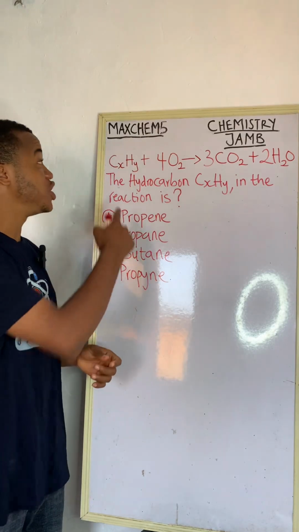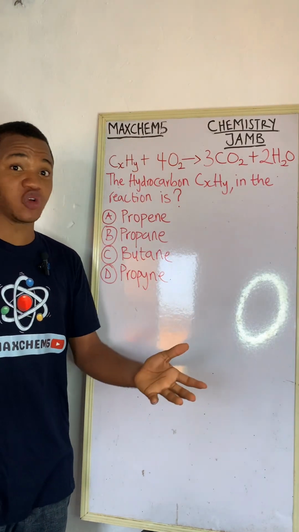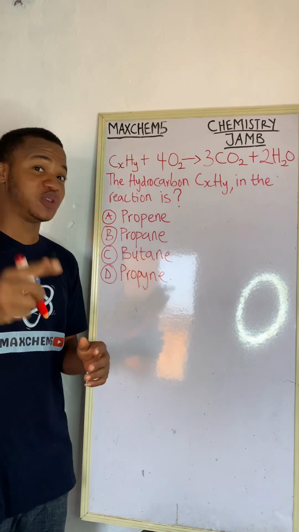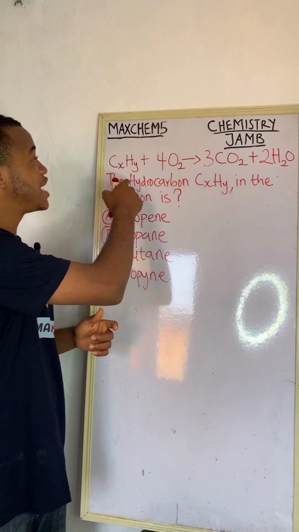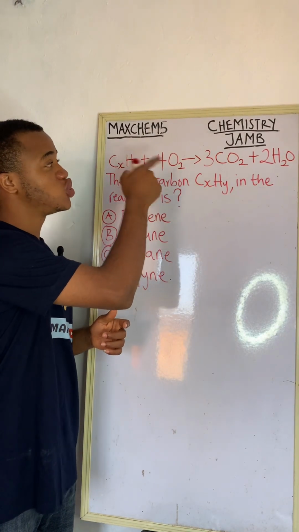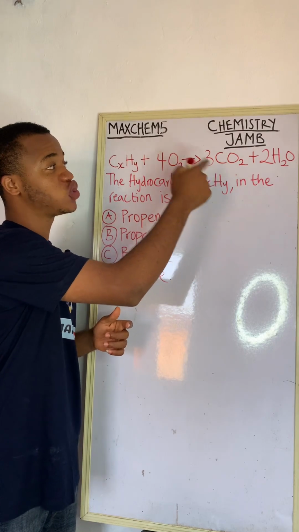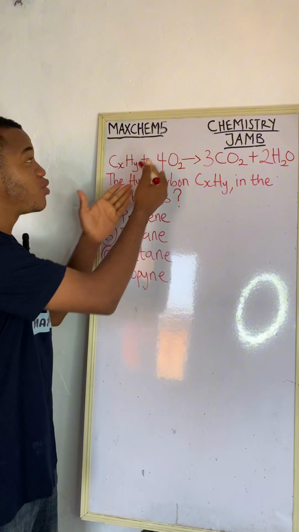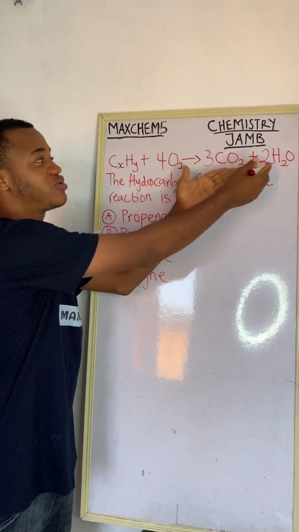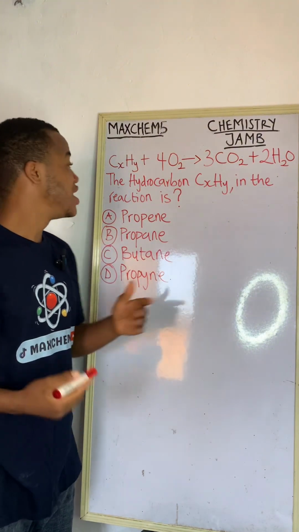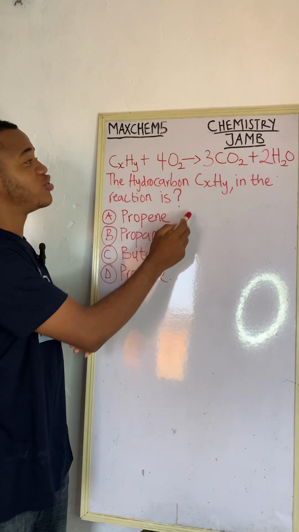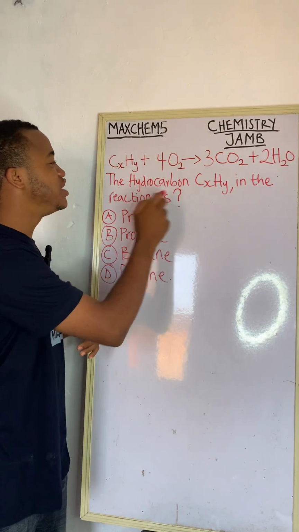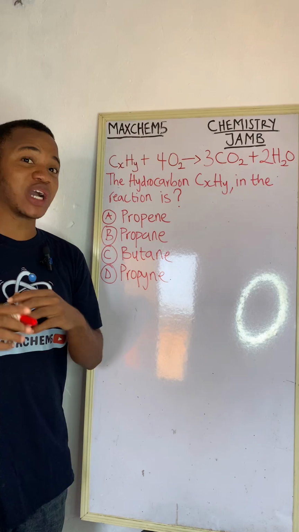Say you see this kind of question in your chemistry JAMB exam, how will you solve it? It is very simple. Let us solve it together. The question says CxHy plus 4O2 to give 3CO2 plus 2H2O. This is a chemical reaction of a particular hydrocarbon combusting and giving CO2 and water. Now the question is: the hydrocarbon CxHy in the reaction is, that is what we are actually looking for.